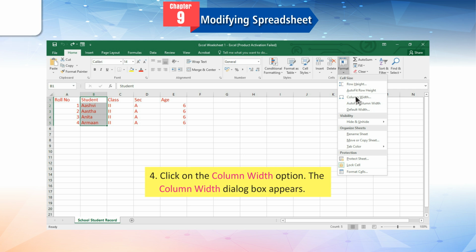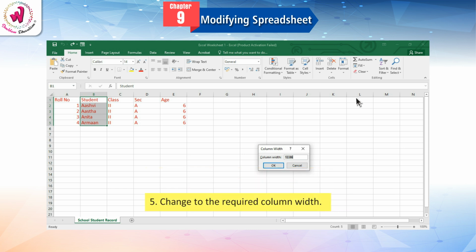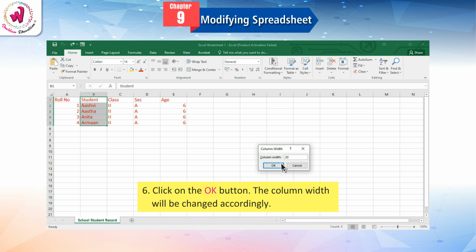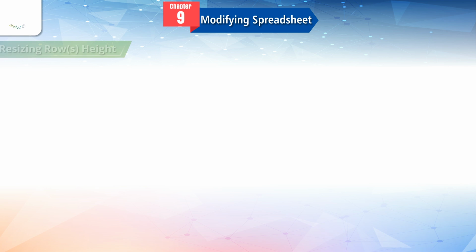4. Click on the Column Width option. The Column Width dialog box appears. 5. Change to the required column width. 6. Click on the OK button. The column width will be changed accordingly.